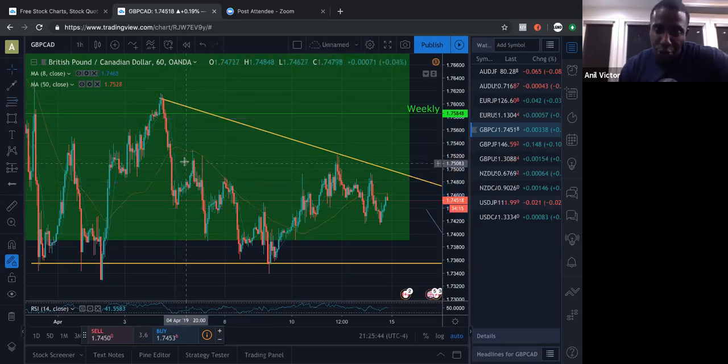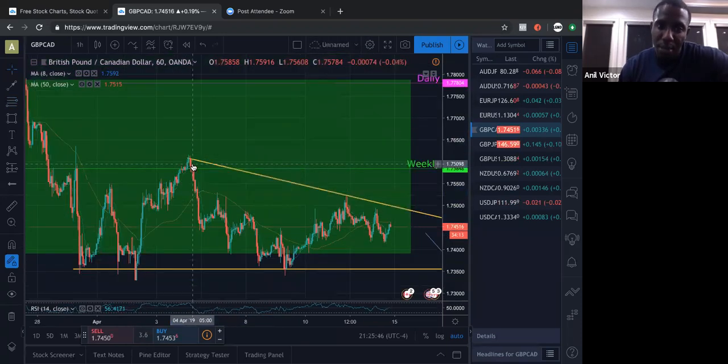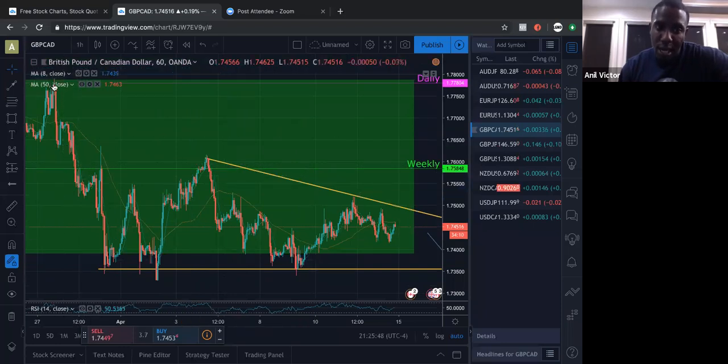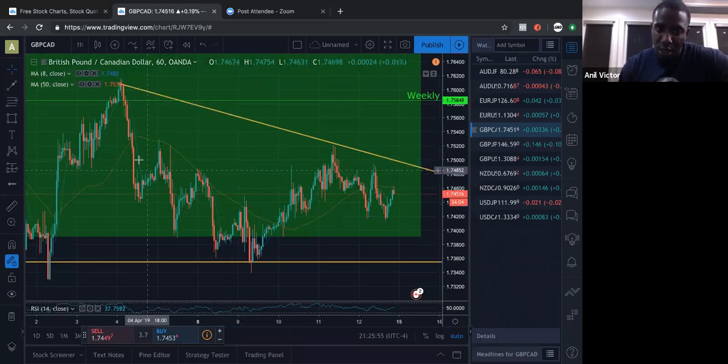So we could have taken an entry here. Why would we take an entry here? Because price no longer made a higher high, it made a lower high, and now we're in a sell bias from an hourly perspective. So we could have taken a trade right there.